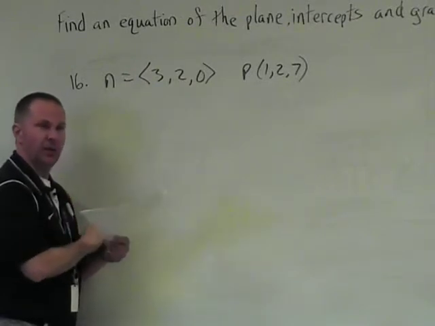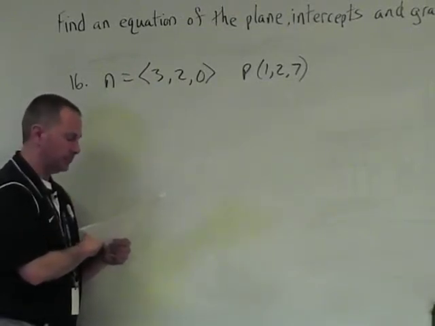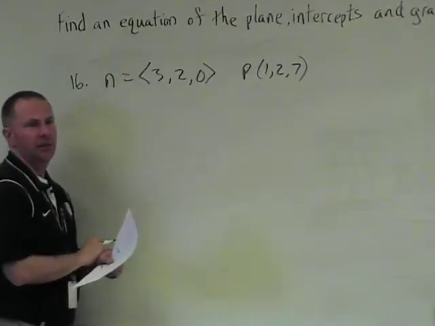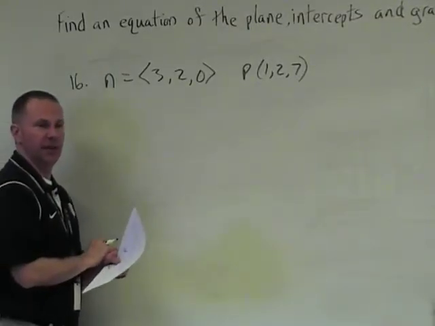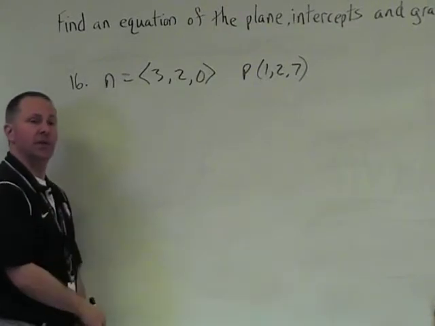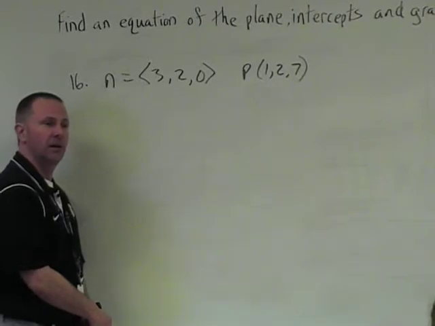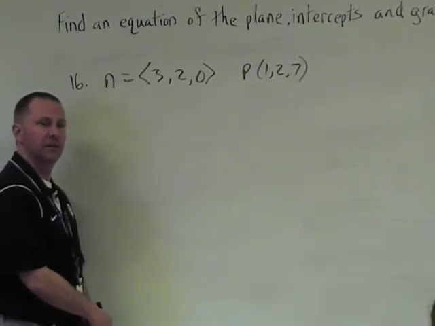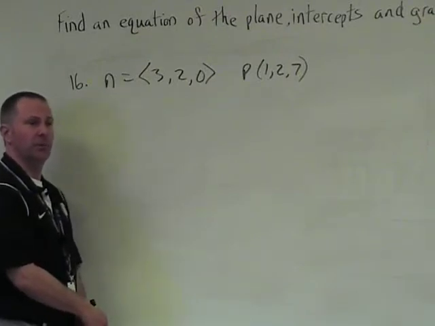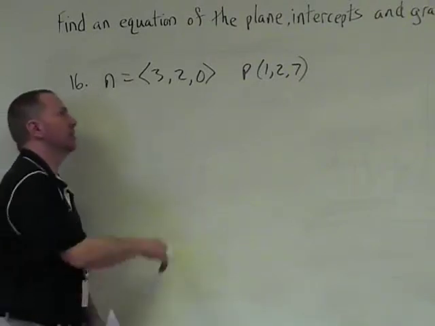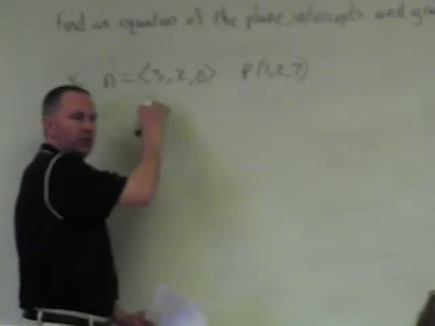Here's how you find the equation of a plane. First of all, this vector is perpendicular to the plane. That's important because how do we find orthogonal vectors? What did I say at the beginning of class? Cross product gives you an orthogonal vector, because on one of your problems you may have to find an orthogonal vector to get started. So this vector is orthogonal to the plane.